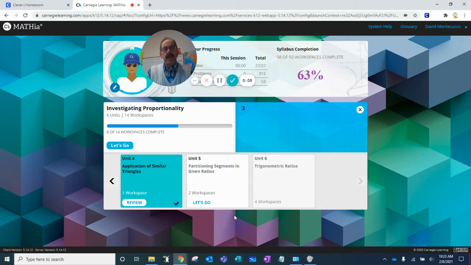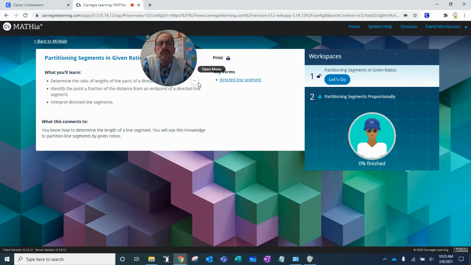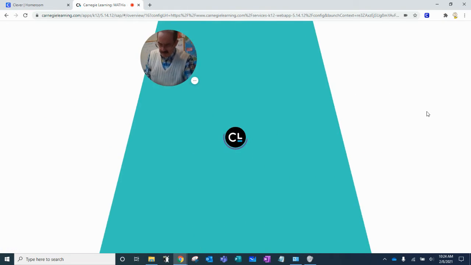Okay, welcome back. Well, Unit 4, wow, that was just like a little 8-minute deal. Let's see what partitioning segments to given ratios means. Okay, partitioning segments in given ratios.